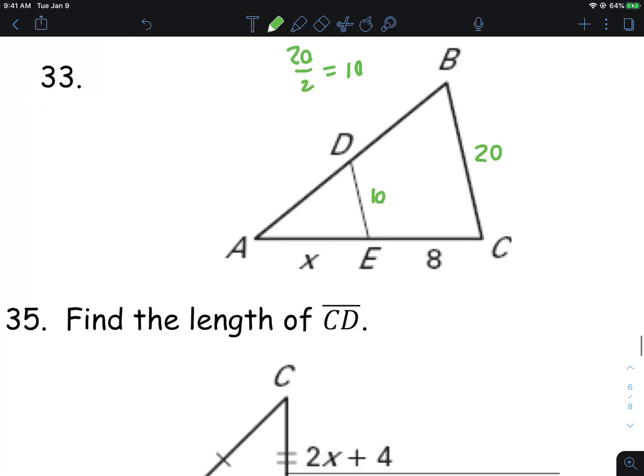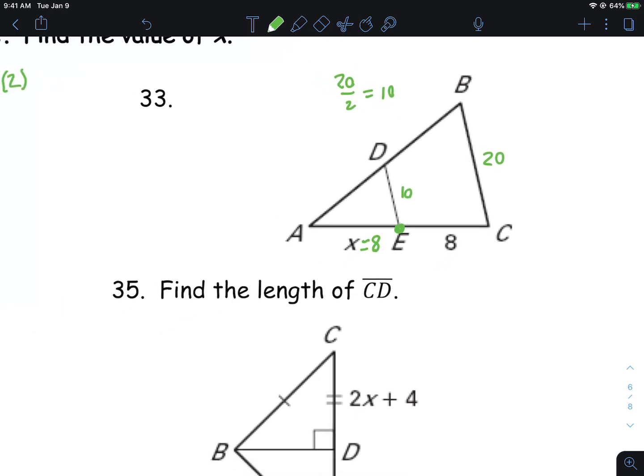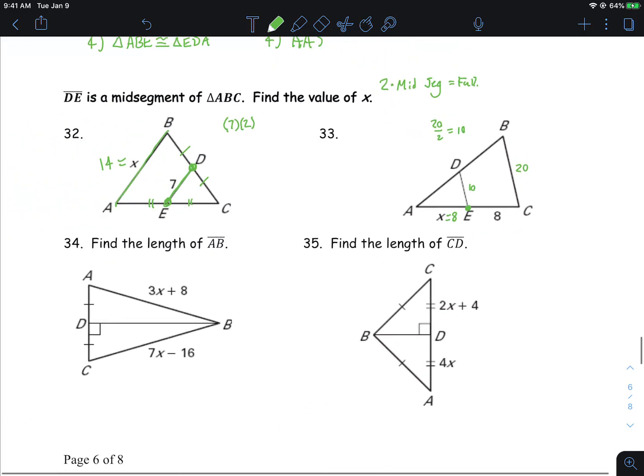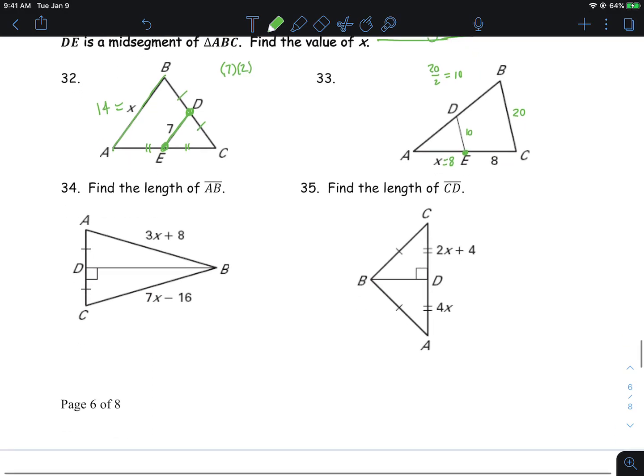Now, since a midsegment connects midpoints, E is technically a midpoint, so if you want to go find this side right here, it would be 8 and 8 on both sides right there. And that would be your little piece right there. So that's dealing with your midsegments right there. 2 times the midsegment equals the full. Okay, next couple of problems here.